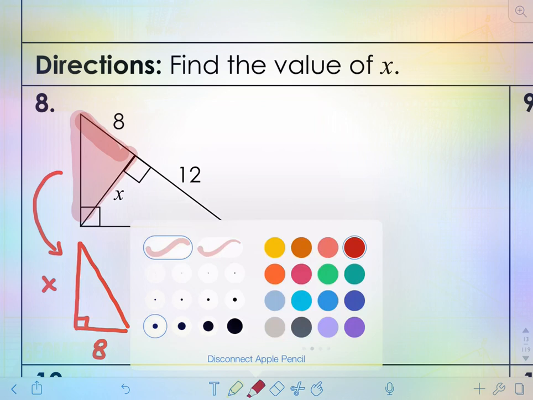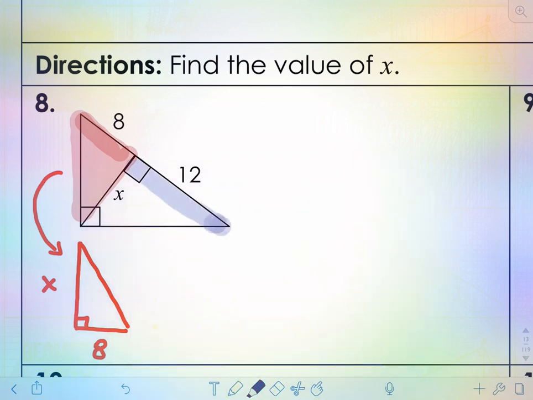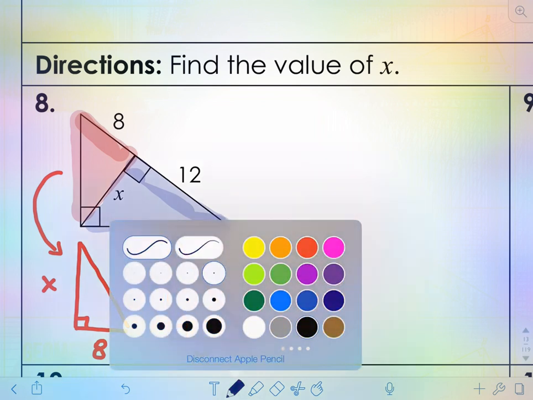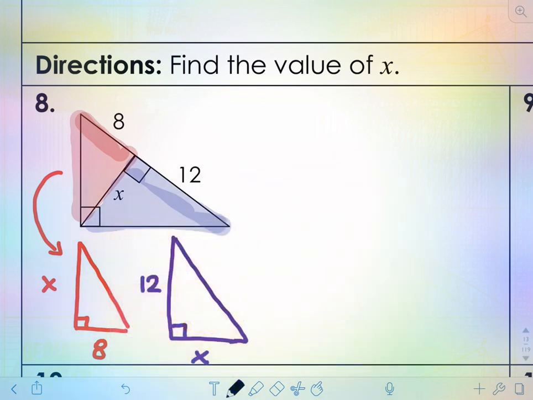Okay, and if we take a look at the other part of that triangle, the one that I'm doing in purple, we know the short leg is X and the long leg is 12. If I change that orientation to where it was the same as the red one, it would look something like this, where X is on the bottom and 12 is the long leg. Okay, so let's set up our proportion. X to 8 equals 12 to X.